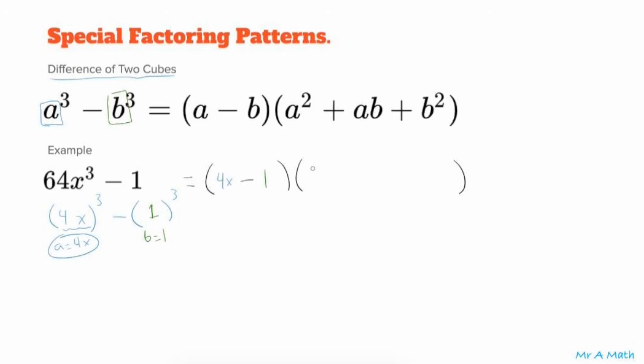And then a squared, which will be 4x squared, plus a times b, which will be 4x times b, which is just 1, plus b squared, which is just 1 squared. Okay, so now we can do some algebra here. 4x minus 1, well, that just simplifies the same, 4x minus 1.